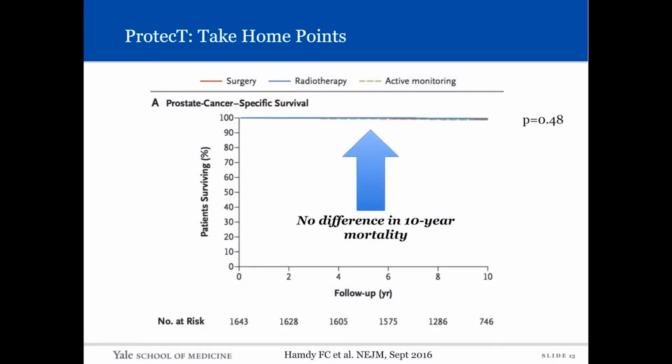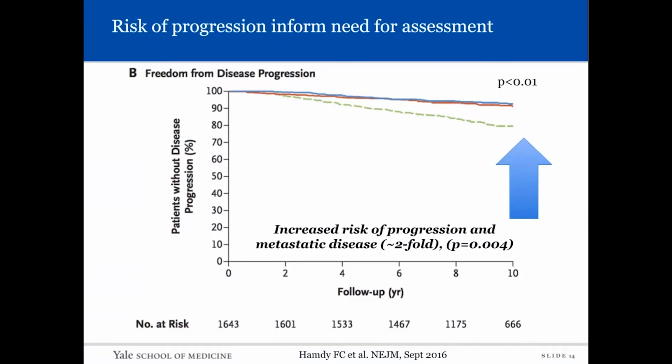But this is really a striking figure which sort of takes home the point of how do patients with Gleason 6 prostate cancer do. And it's essentially a flat line. It's really remarkable when you see that the prostate cancer specific survival was almost 100% no matter how you cut it, if you had surgery, radiotherapy, or were initially assigned to active monitoring. So this seems like a real success story for any strategy.